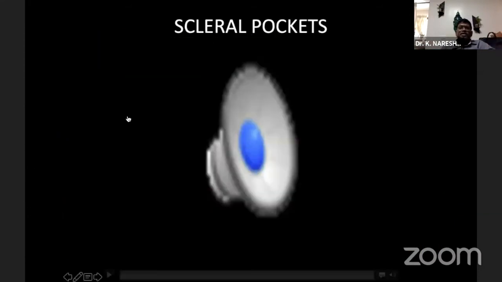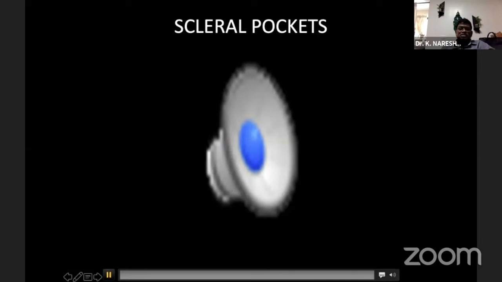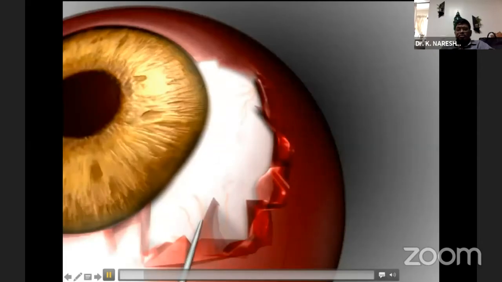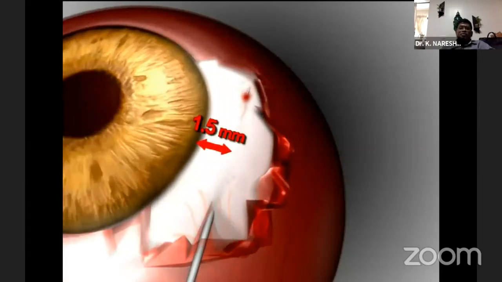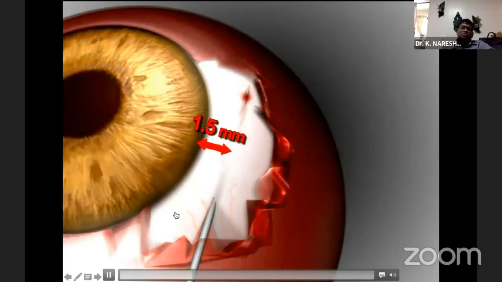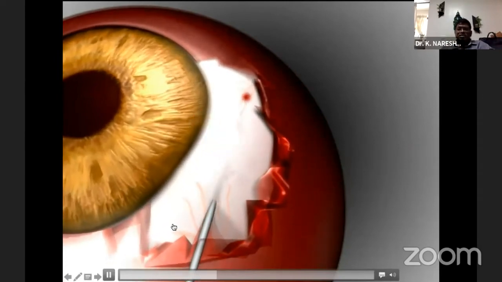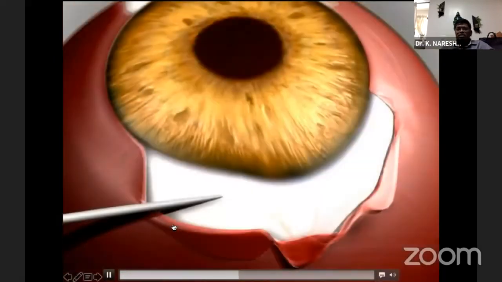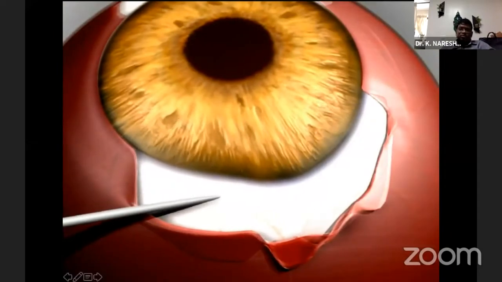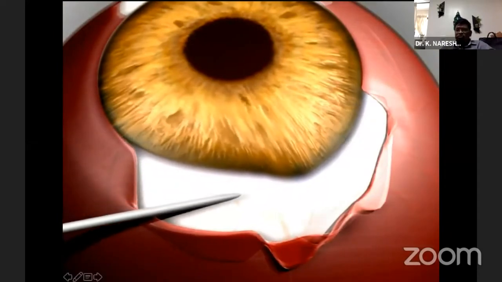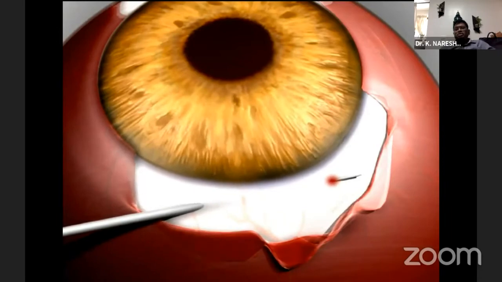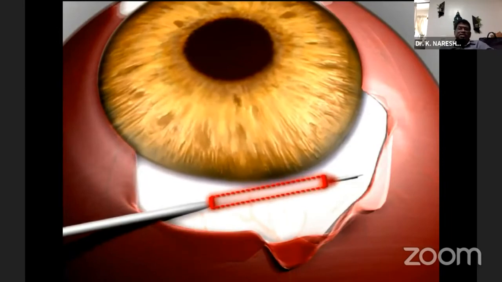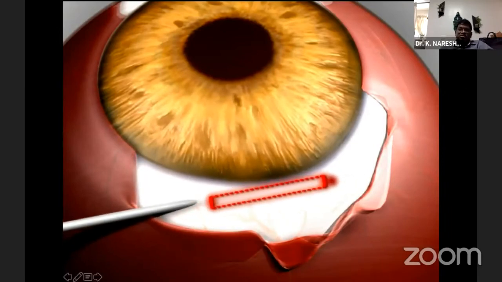So after making 2 scleral pockets, this is just an animation, 1.5 millimeter posterior to the limbus we make with the MVR. It need not be through and through. On either side, exactly 180 degrees away. If you're going to do it for the first time, you can use a marker, but usually it is not needed. But see to it that it is 180 degrees apart, otherwise it causes a slight decentration.